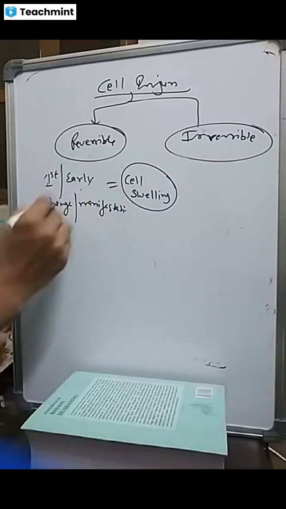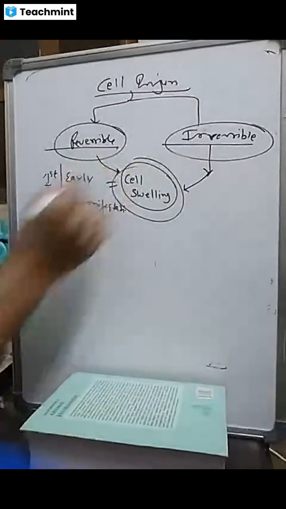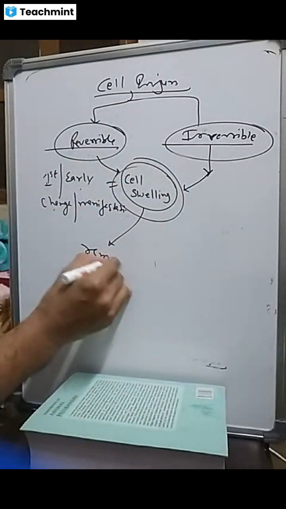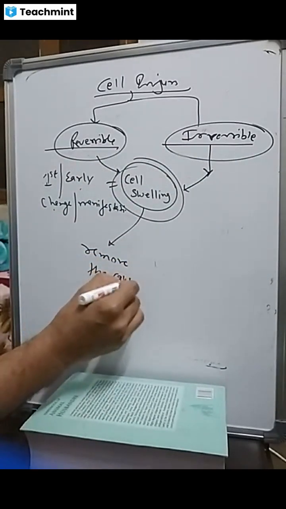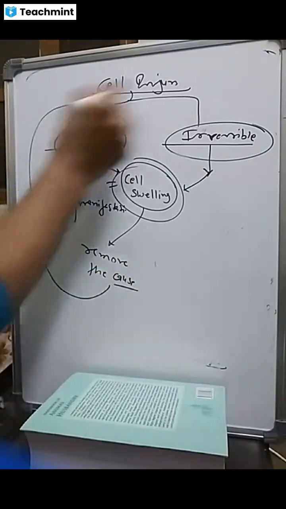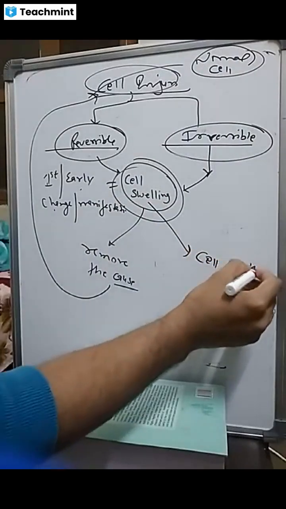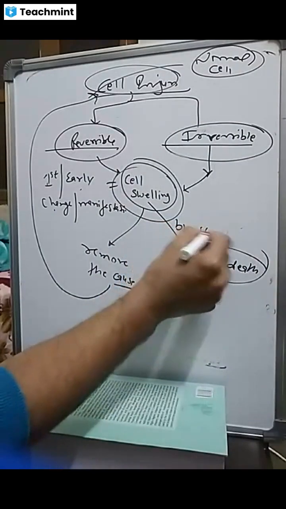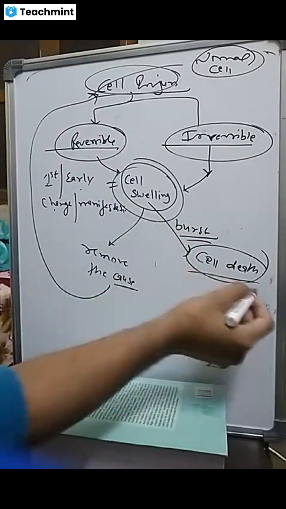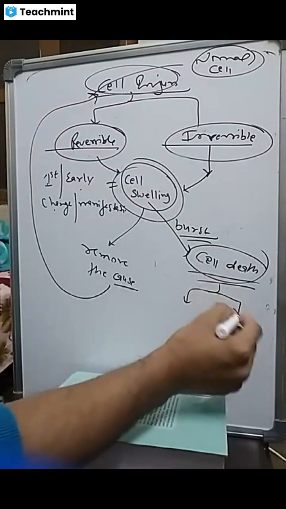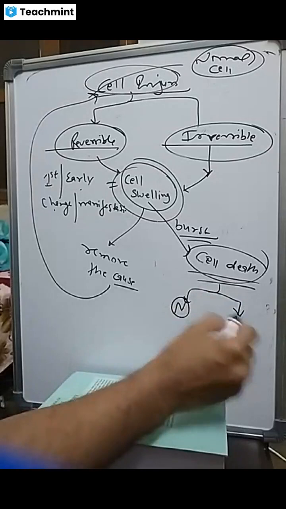It was asked in ICAR 2019: the first change, early change, in reversible or irreversible injury. That is cell swelling. If we remove the cause, then it will come back to normal and restore. Otherwise, it will go into cell death. The cell will burst because of excess swelling. Cell death may be of two types, necrosis and apoptosis.